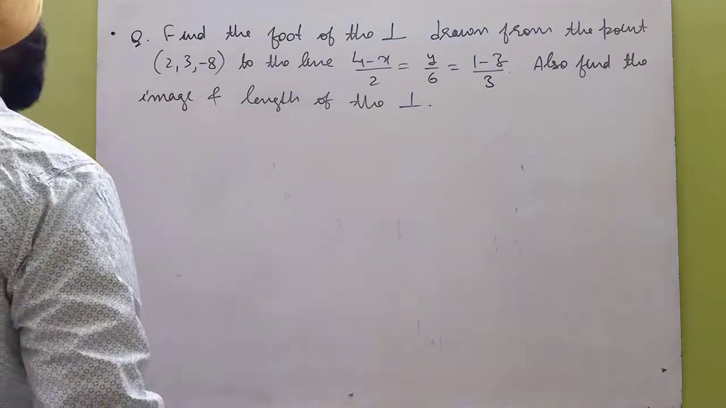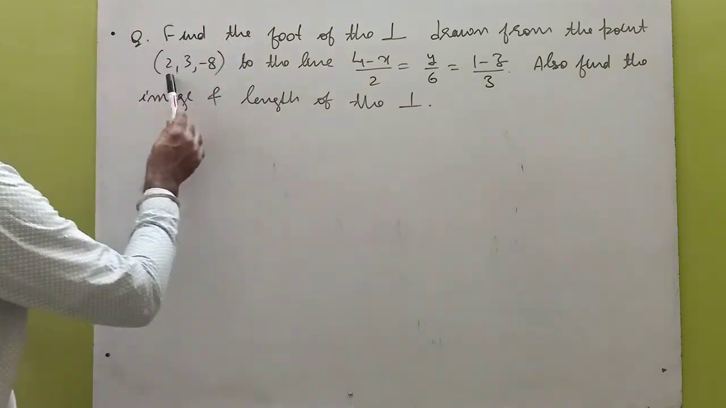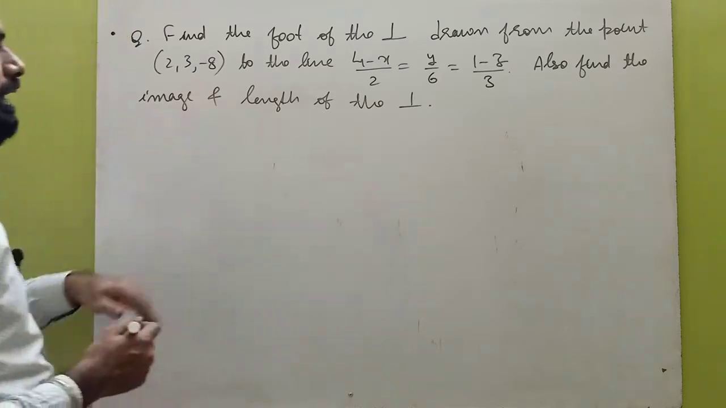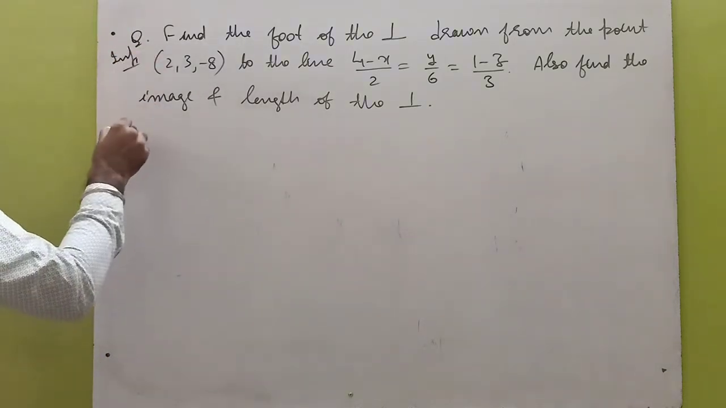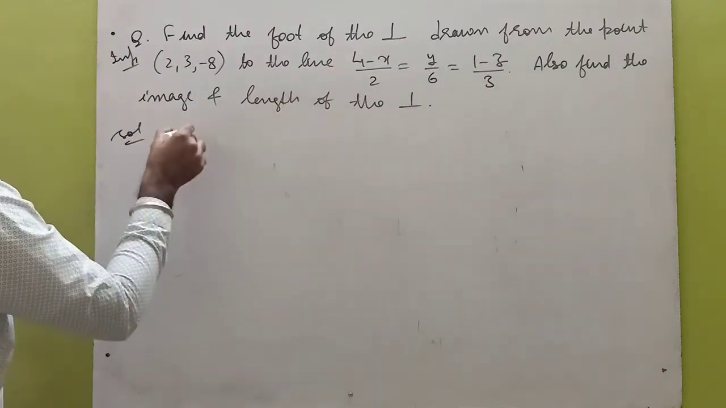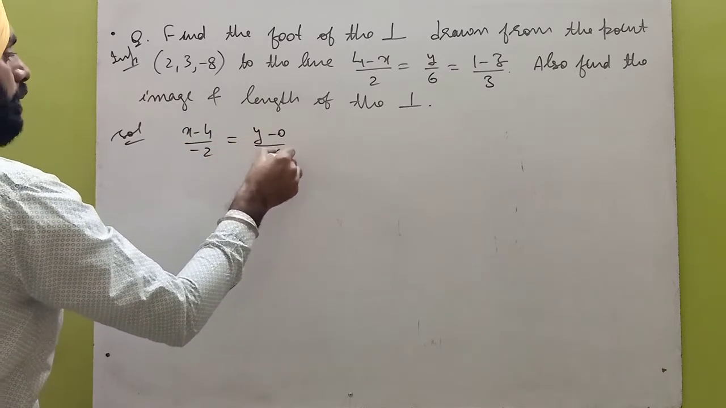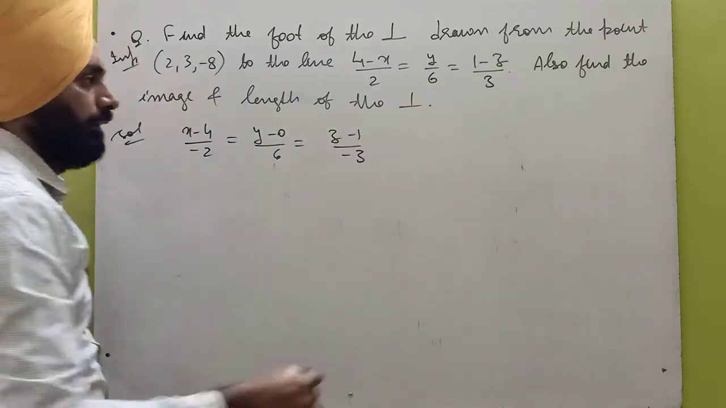Now there is a very important question. Find the foot of the perpendicular drawn from the point 2, 3, minus 8 to this line. Also find the image and the length of the perpendicular. So this is a very important question. In the solution, first of all, convert this line into the proper form. Take the negative sign common. So there will be (x minus 4) by minus 2, (y minus 0) by 6, and (z minus 1) by minus 3. So this is the line.